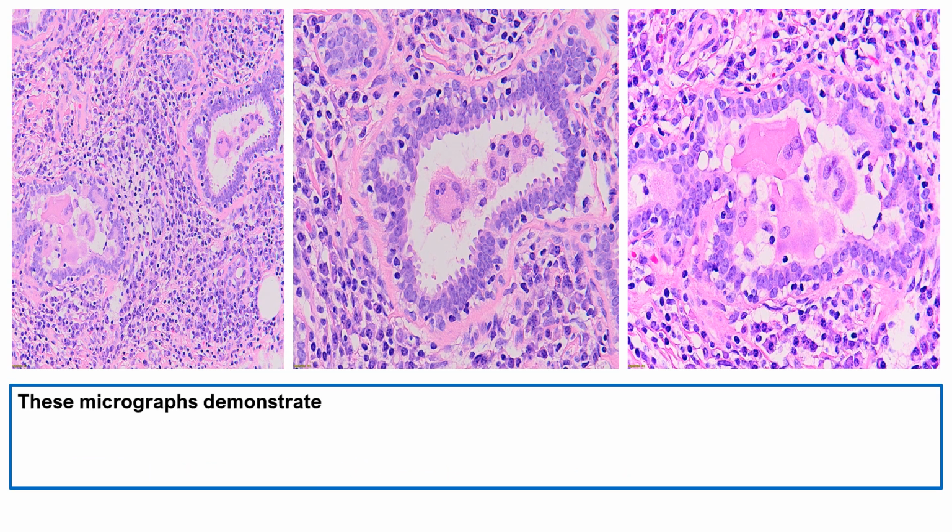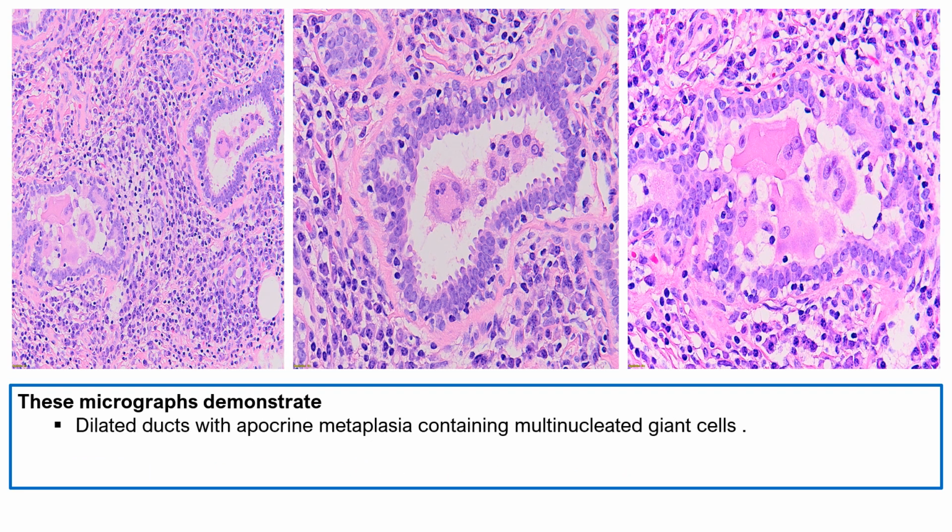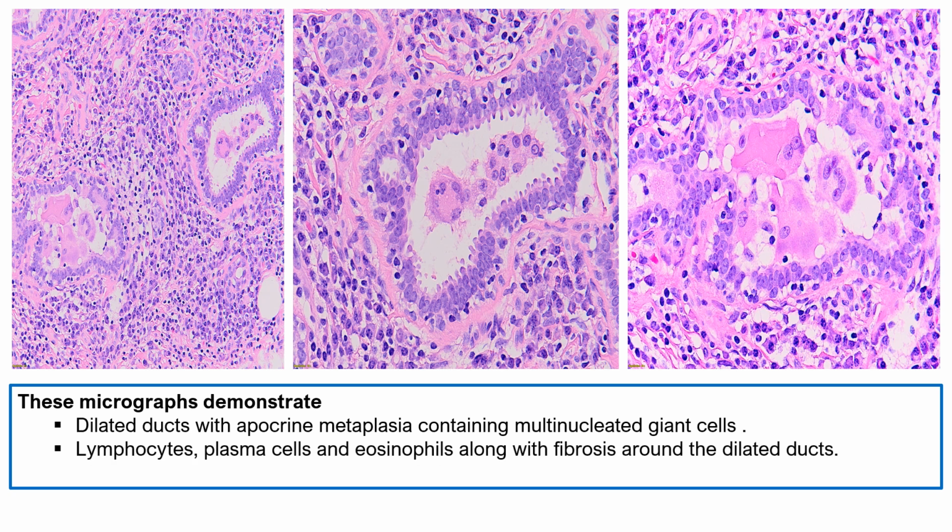These micrographs demonstrate dilated ducts with apocrine metaplasia containing multinucleated giant cells, lymphocytes, plasma cells, and eosinophils, along with fibrosis around the dilated ducts, round to oval cystic spaces consistent with dissolved lipid.